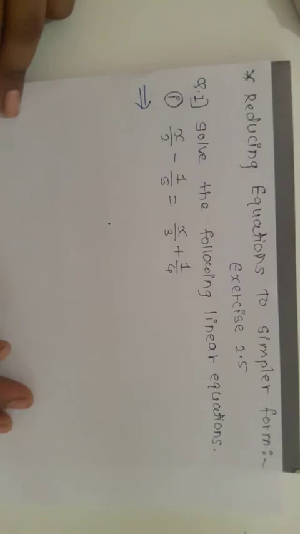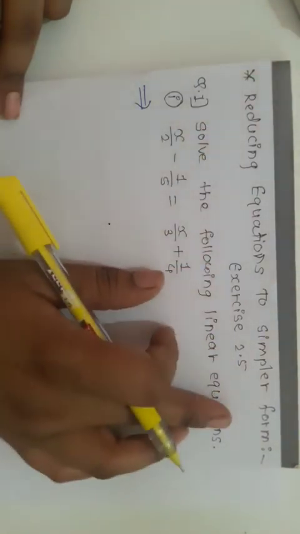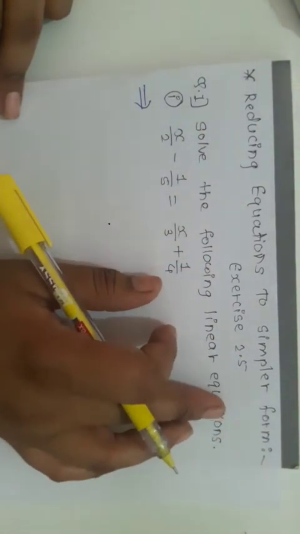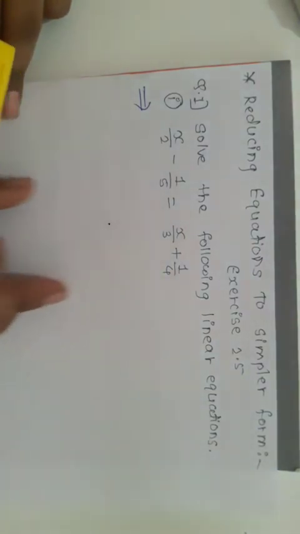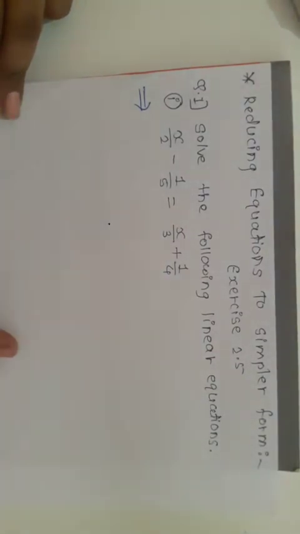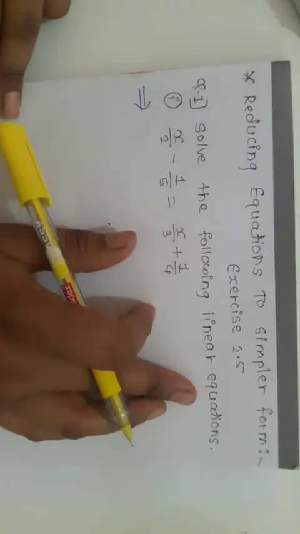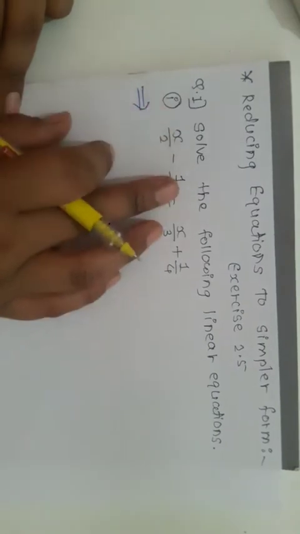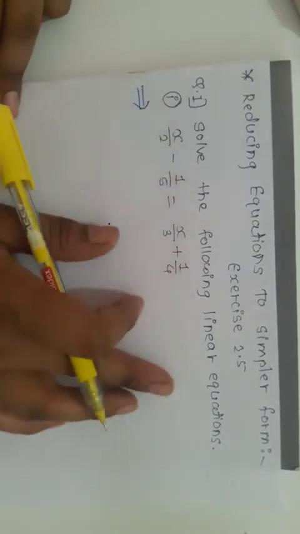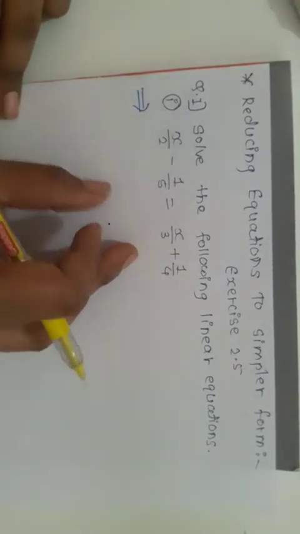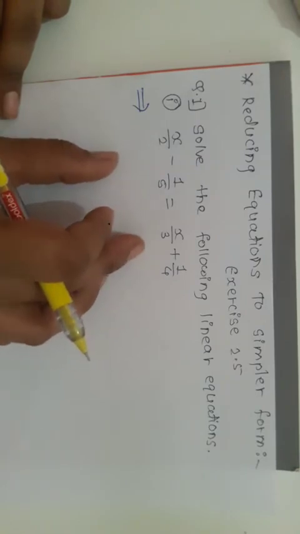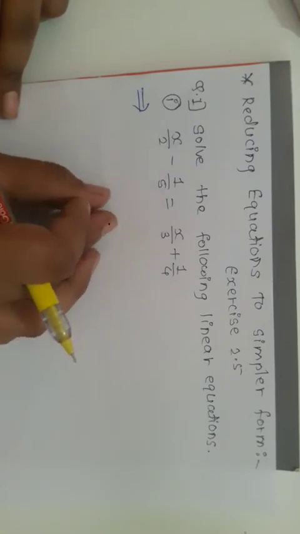Okay, now come to the next point, reducing equations to simpler form. Reducing equations to simple form means we have to reduce this linear equation into simple form, and find out the value of x again. Now come to the next exercise 2.5. Take question number 1. Solve the following linear equations. We have to convert this equation into simple form, and find out the value of x again.